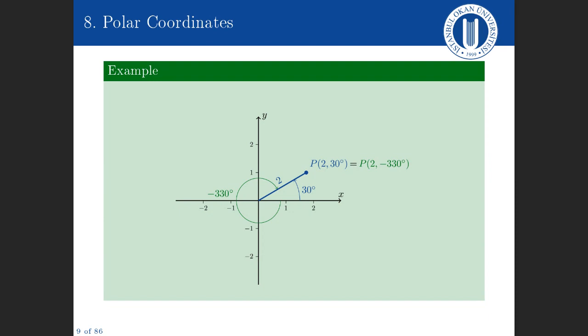But there's another angle here we could use. Instead of going anti-clockwise, we can go clockwise for an angle of 330 degrees. This point P also has polar coordinates 2, -330 degrees. Or if I wanted to, I could go anti-clockwise, but I could go all of the way around the circle and then another 30 degrees. So that would be the angle of 390 degrees, 360 plus 30. The point has coordinates 2, 390 degrees as well.